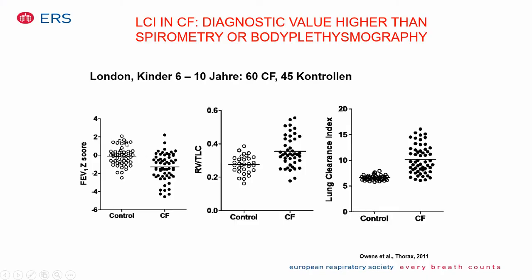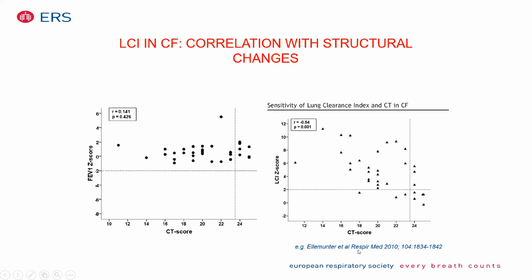And what I've told you for spirometry, that there is an overlap between healthy subjects and cystic fibrosis subjects, is not quite, but also true for parameters using bodyplethysmography. And there is this very good distinction between healthy controls and cystic fibrosis using the lung clearance index. It has also been shown in several studies that the lung clearance index correlates with structural changes that are seen on CT.